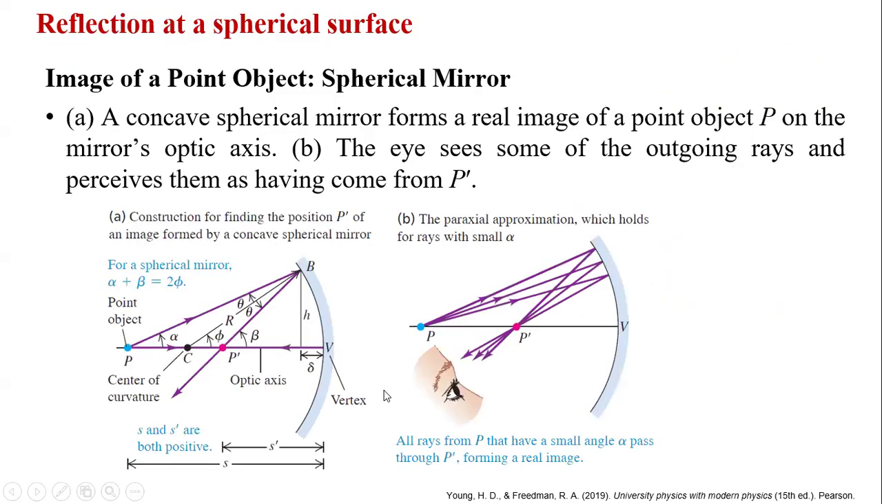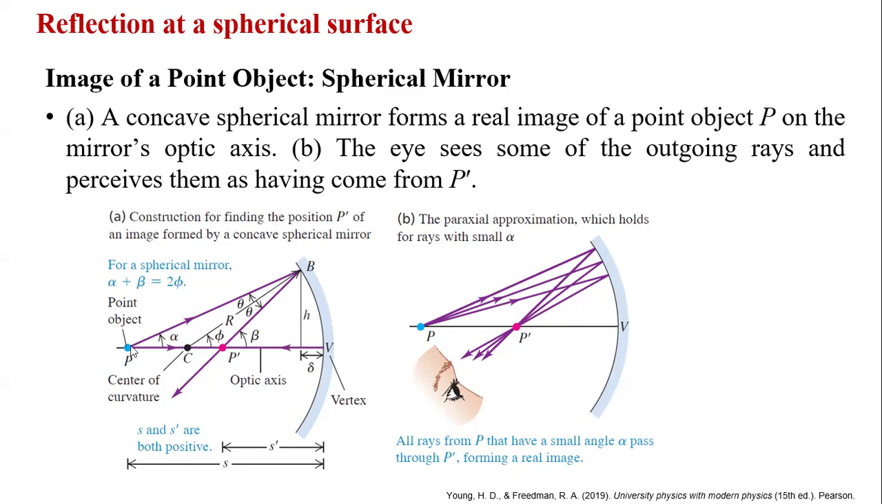So let's go now to reflection at a spherical surface. We're now dealing with a spherical surface. Again, let's start with a point object first, located at point P. This is what we call the center of curvature C. The distance from the vertex to C is equal to R. That's the radius.